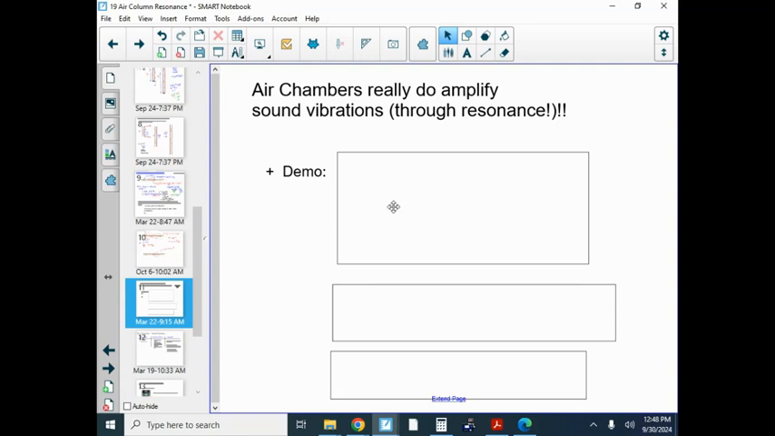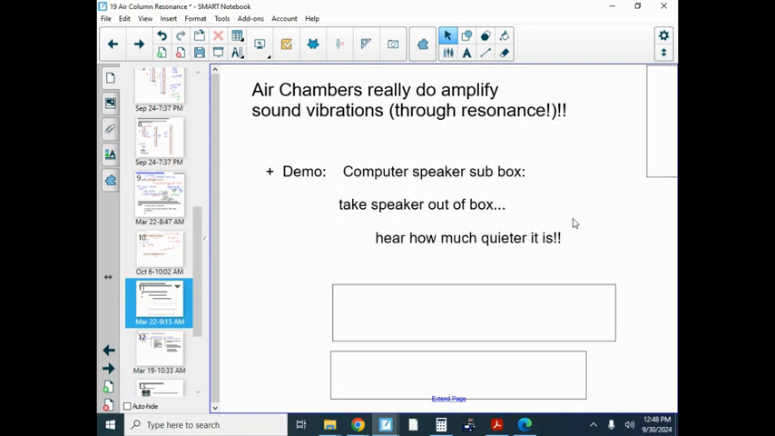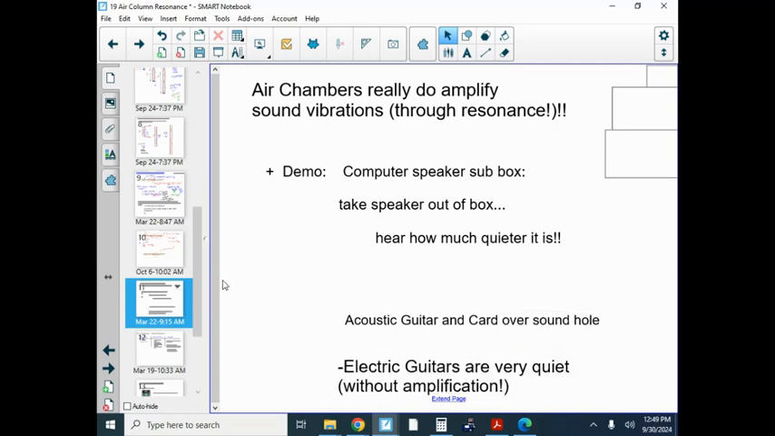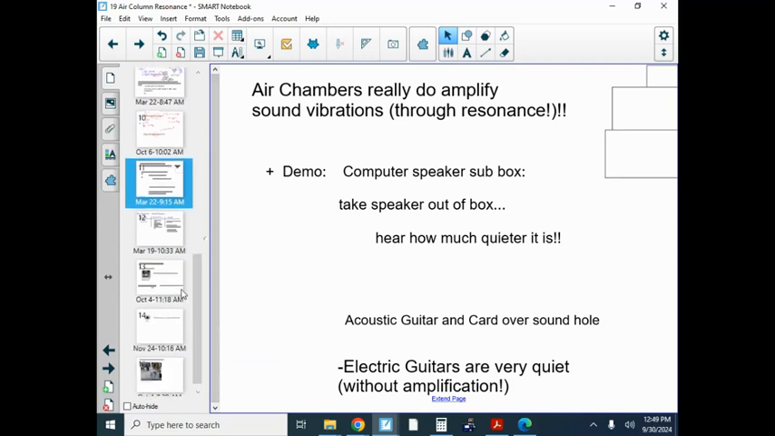So, demonstrations to do with this. I didn't do a video of this one yet. I might have to just put a link to it later. So I have a computer subwoofer box, and you just basically unscrew the speaker and take it out of that box, and it's a much quieter sound than when it's in the box, because that box is serving as an amplification. It's an acoustic resonance thing. Acoustic guitars, if you cover the sound hole, they get really quiet. And of course, electric guitars are quiet on their own, right, without the electric amplification. So the air chambers amplify sounds for sure.